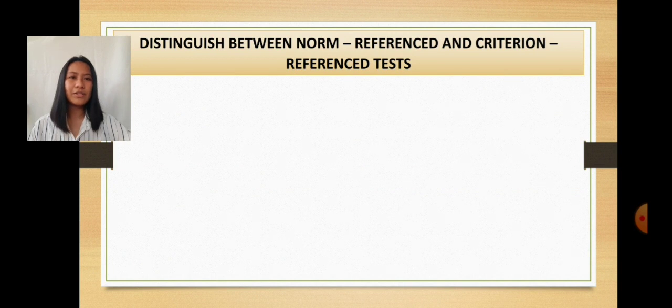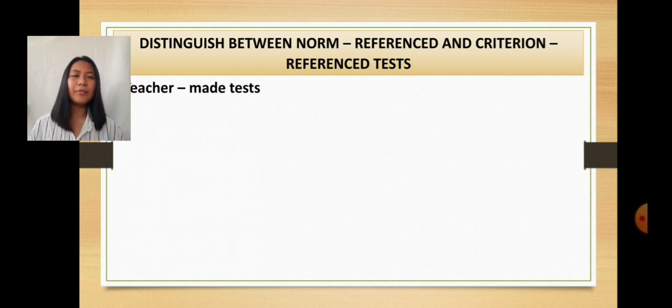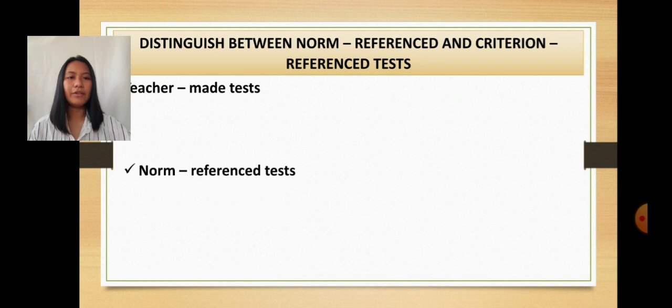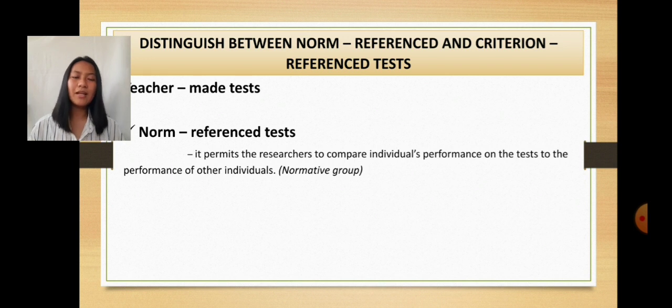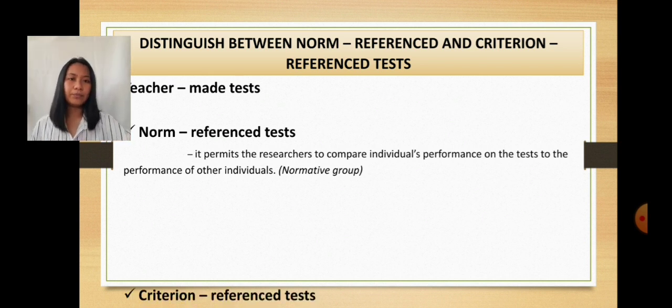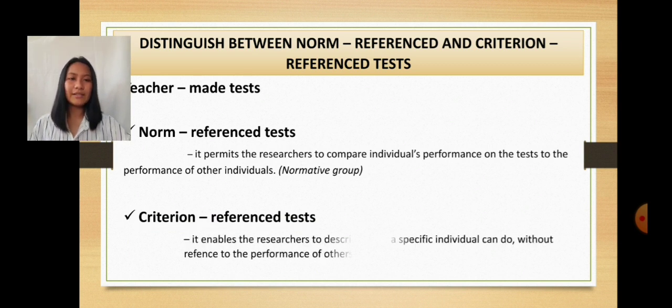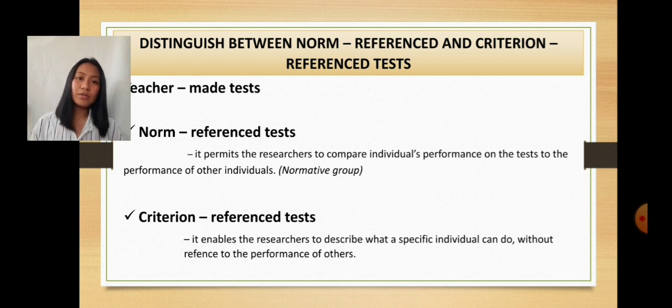Moving on, how to distinguish between norm reference and criterion reference test. Norm reference and criterion reference test is a teacher-made test. So we have here the norm reference test. When we say norm reference test, it permits the researchers to compare individuals' performance on the test to the performance of other individuals, to a normative group. And then we have here criterion reference test. It enables the researchers to describe what a specific individual can do without reference to the performance of others.